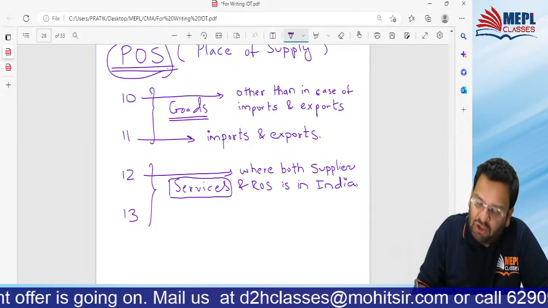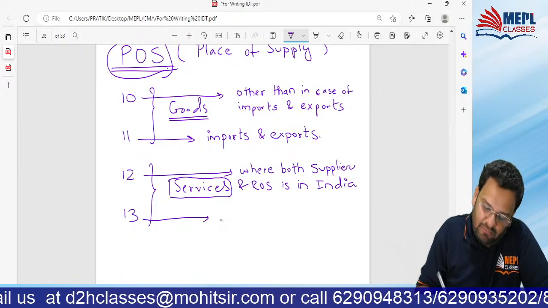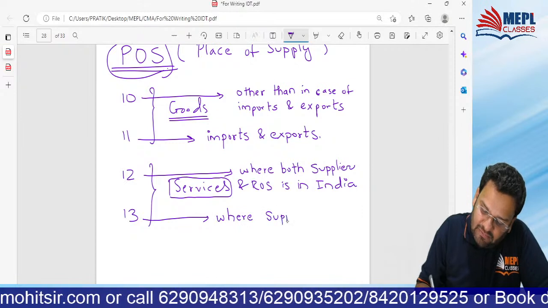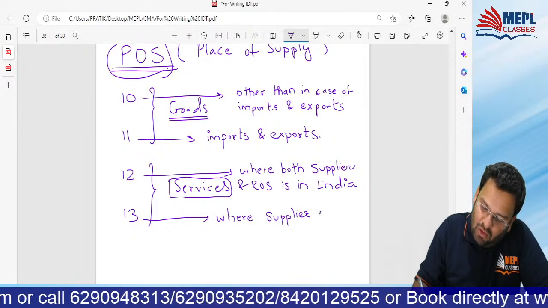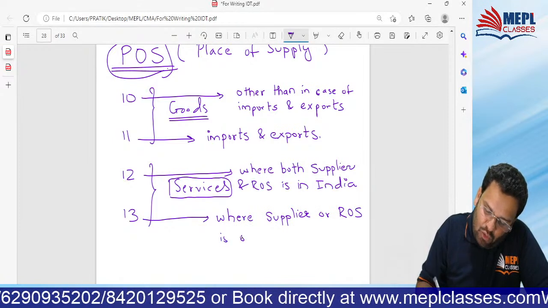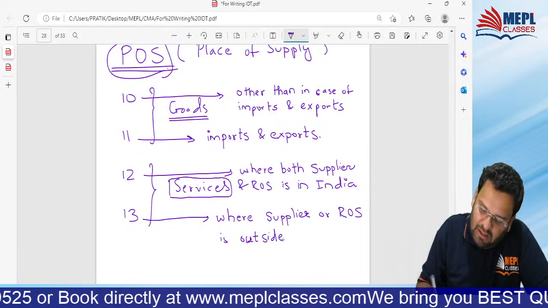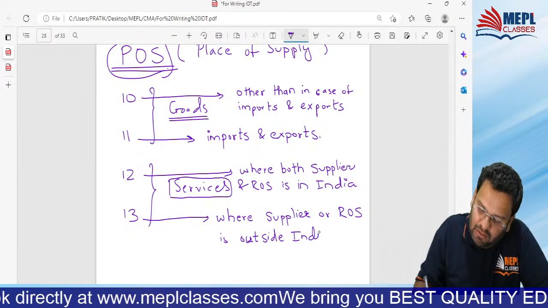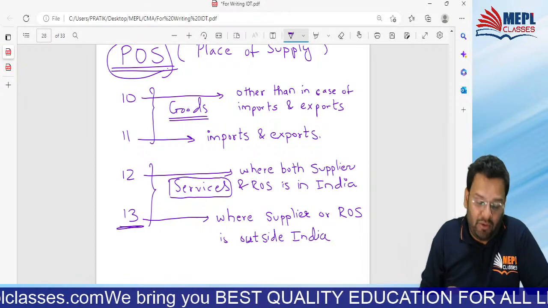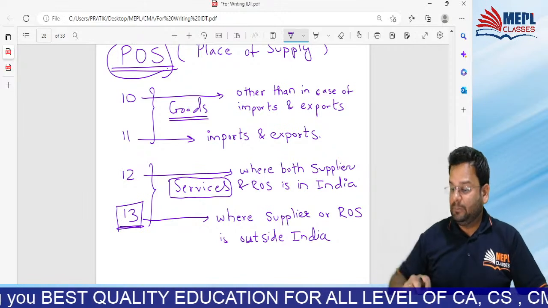When either of the two is outside India, it is section 13. So where supplier or recipient of supply is outside India, then we decide place of supply of services according to section 13.